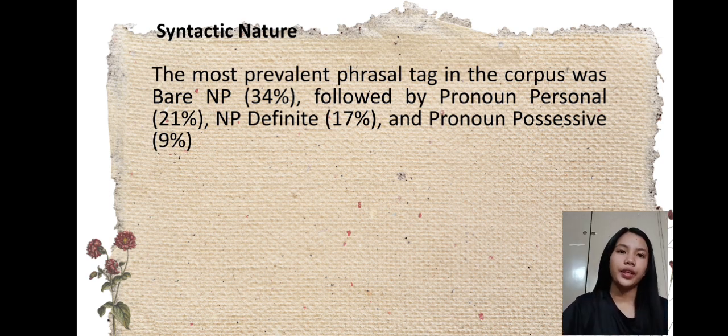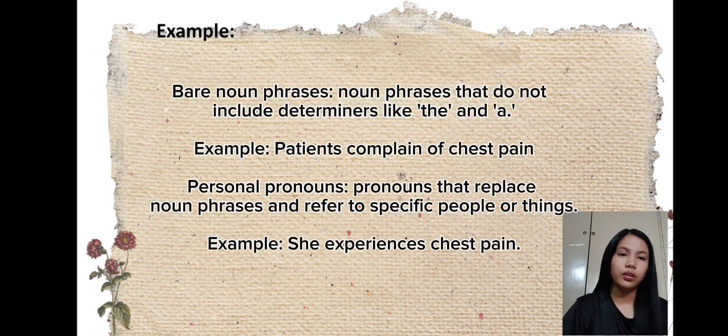So bare noun phrases are noun phrases that do not include determiners like the or a. So, for example, patients complain of chest pain. So that is an example of a bare noun phrase because obviously there is no determiner, as only patients experience chest pain. There's no determiner a or the.